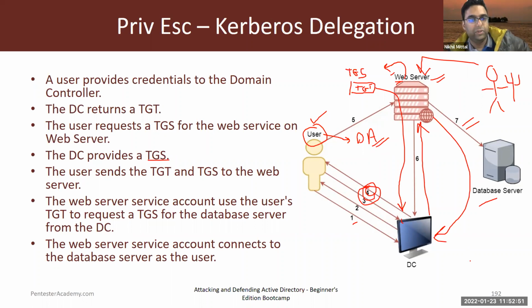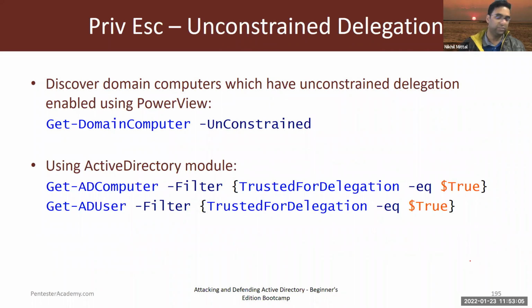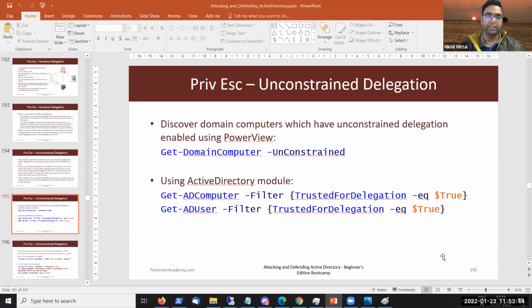So let's see how we can abuse this. You can read these slides later on if you want the explanation of what I said just now. I mean, if you just want to have it in writing. So how do you abuse unconstrained delegation? The first step, of course, is to find out machines that have unconstrained delegation enabled.